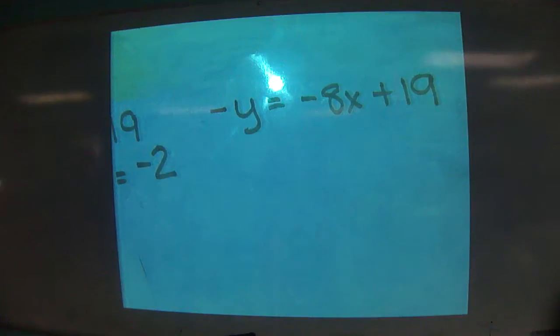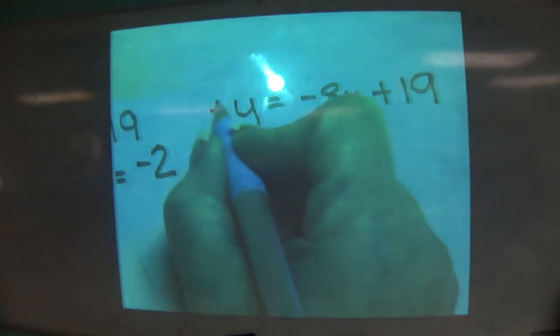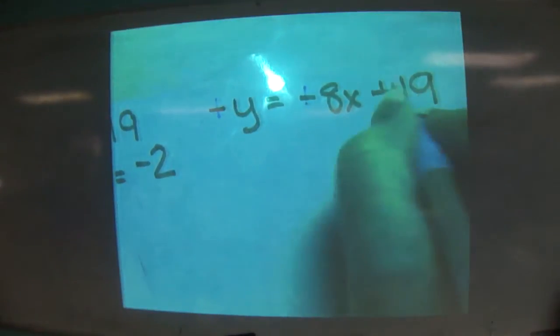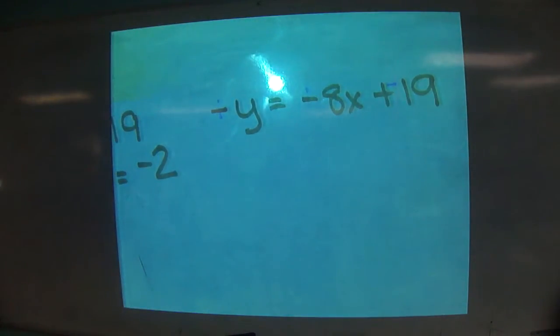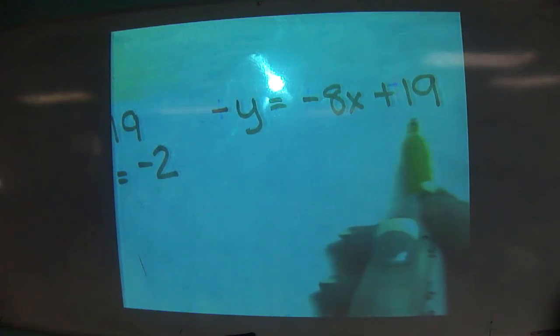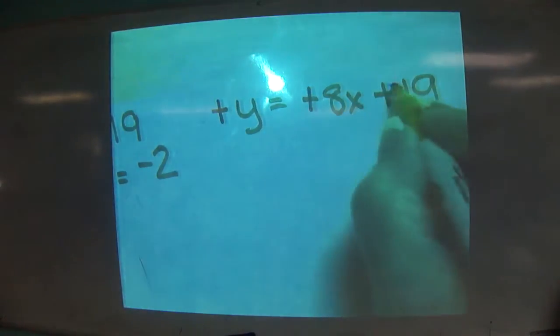What do we have to do to get y by itself so we can use it for substitution? What do we need to do still? Divide or multiply by what? Negative 1. I'm going to multiply by negative 1 because it's a lot easier to see. Negative 1 times negative 1, negative 1 times negative 8x, negative 1 times 19. So now I have y equal to 8x minus 19. That's not real clear, so I'm going to make it with a darker pen.